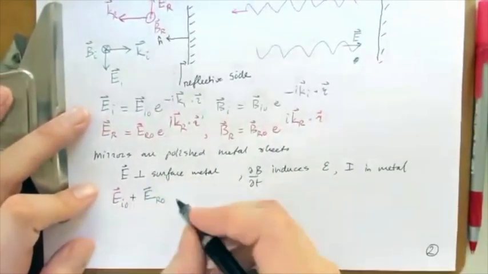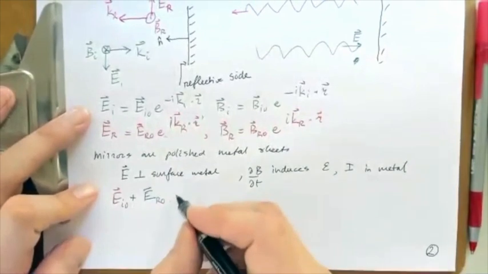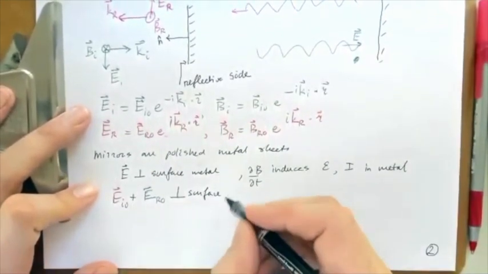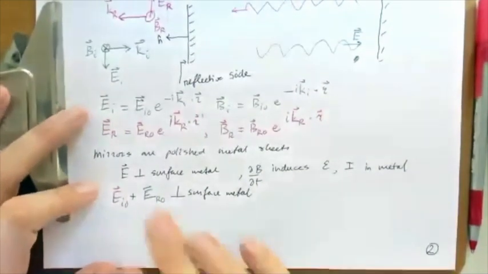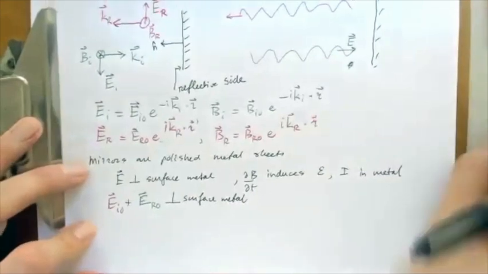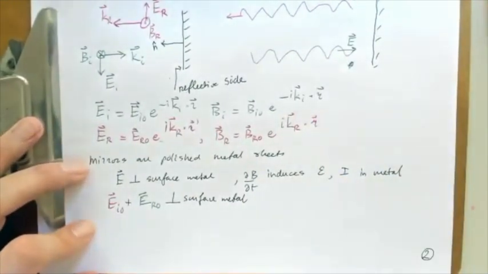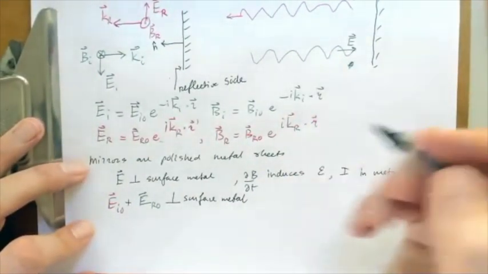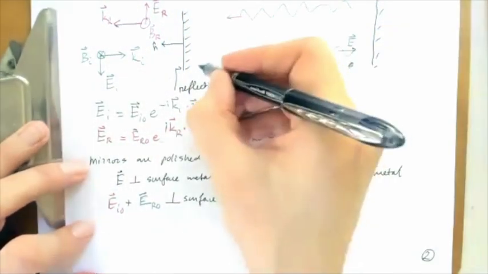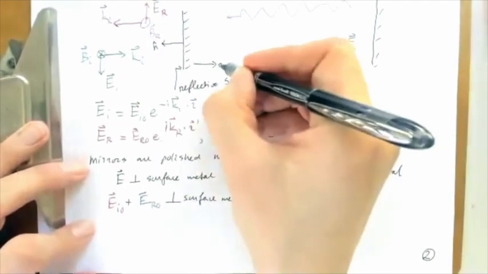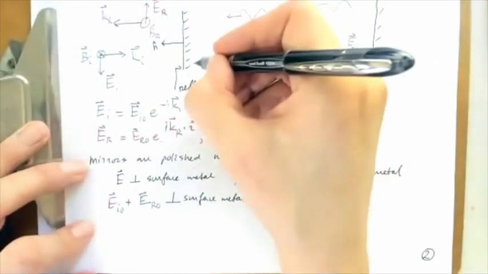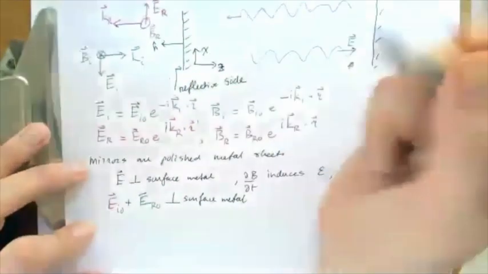So add them together, they need to be perpendicular to the surface of the metal. All right, now it's time to put some coordinates. By convention, we usually say that the wave travels in the z direction, so there's a z direction. And then let's call this the x direction.